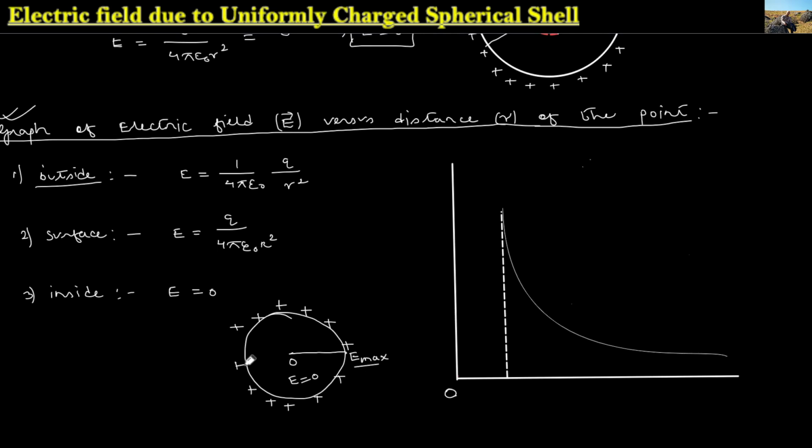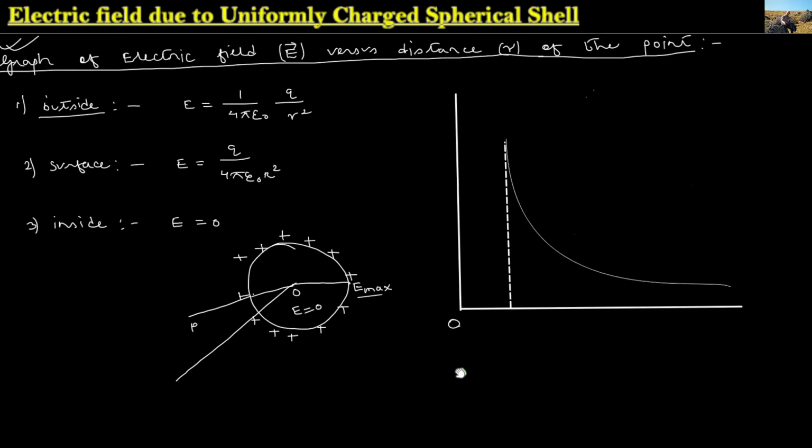Consider a point P with respect to the center, and another point Q which is farther away from the center. The distance from O up to the surface is the radius of the spherical shell. Suppose the distance from O to P is R1, and from O up to Q is R2. From the figure itself, the radius of point Q, R2, is more than the radius of point P, R1.